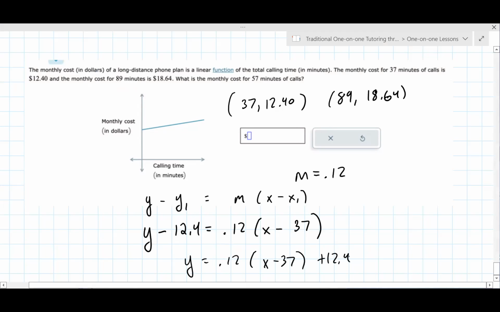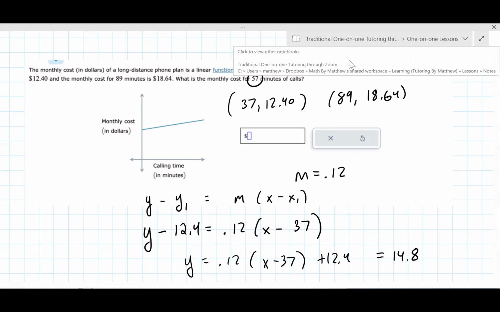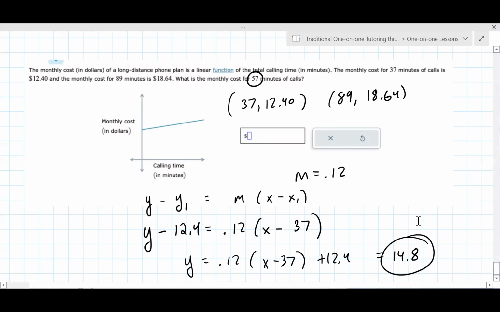So very important this time, get the right number. It's 57 minutes in for X. Right, yeah, I put that in. And I got 14.8. Yep, I got that as well. So y is 14.8. So 14.8 is the cost of that, the cost for 57 minutes. Yes.